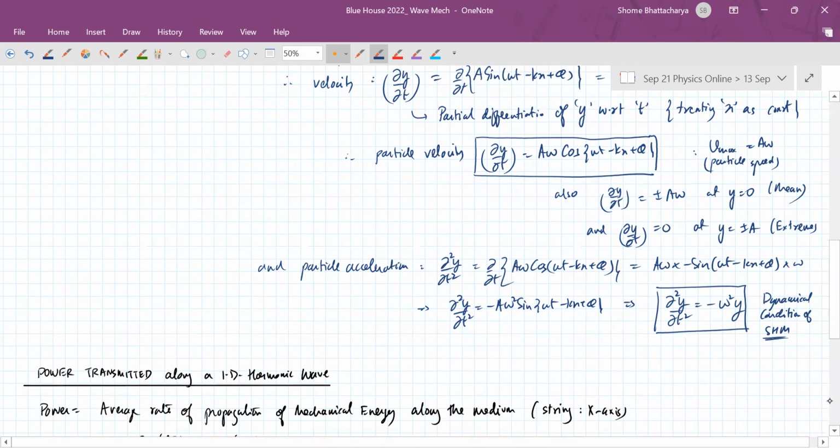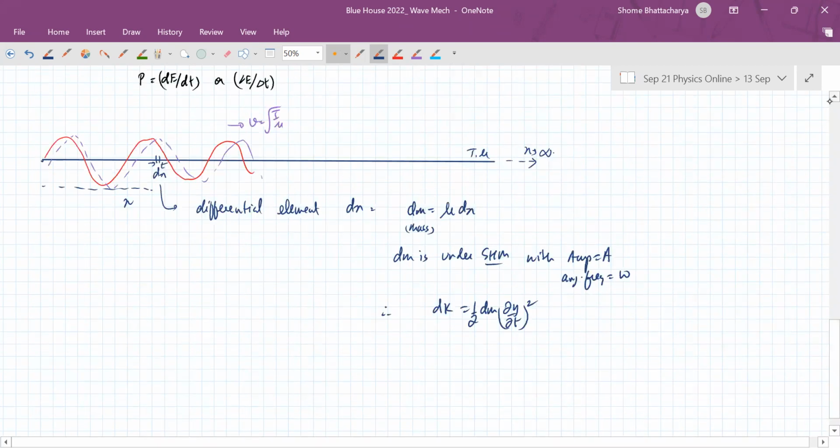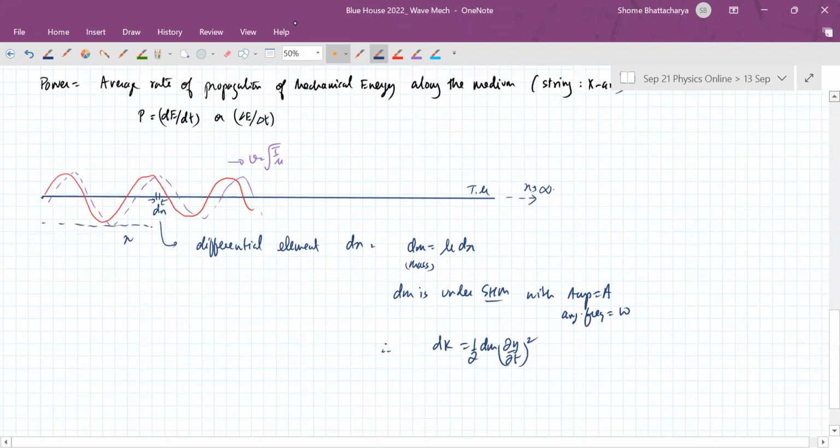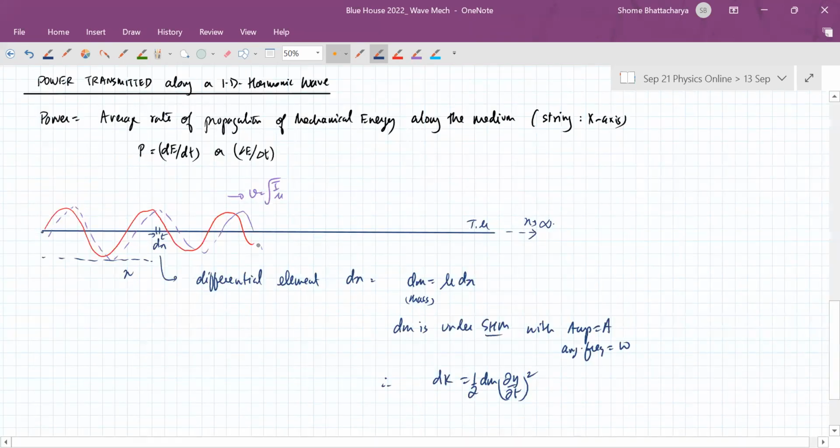Okay, so now let's come back to our original derivation we are doing for the power transmitted. We want to calculate the rate at which mechanical energy is transmitted along this medium. So once again, if you look at a particle on the string, which is of mass dm, which is mu dx, it is under SHM with an amplitude A and an angular frequency omega.